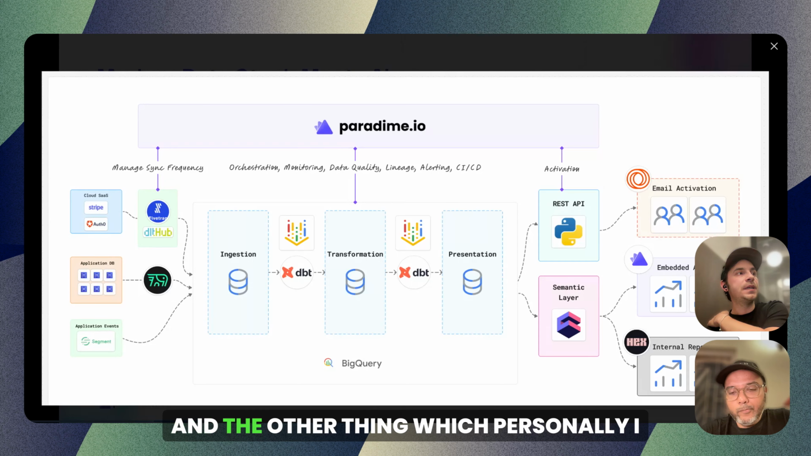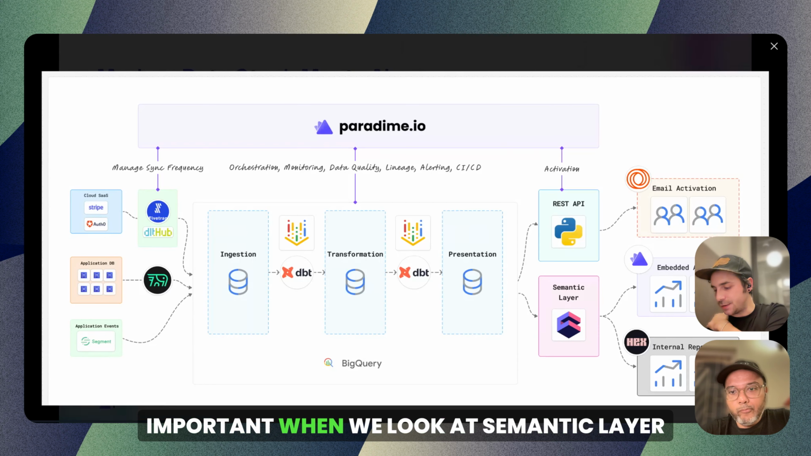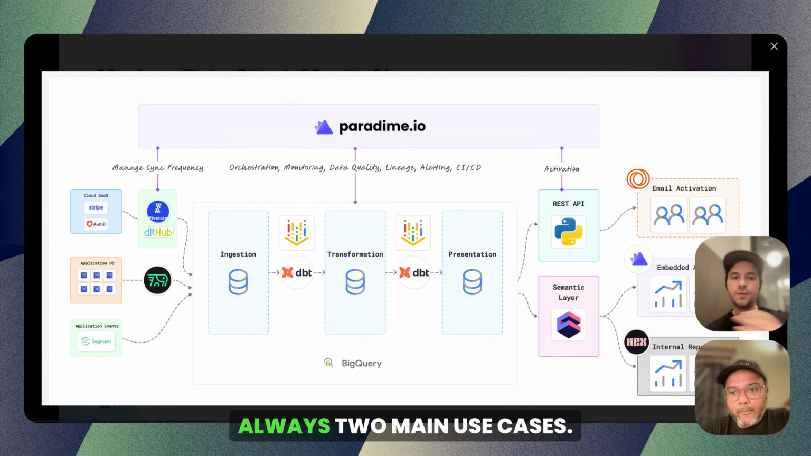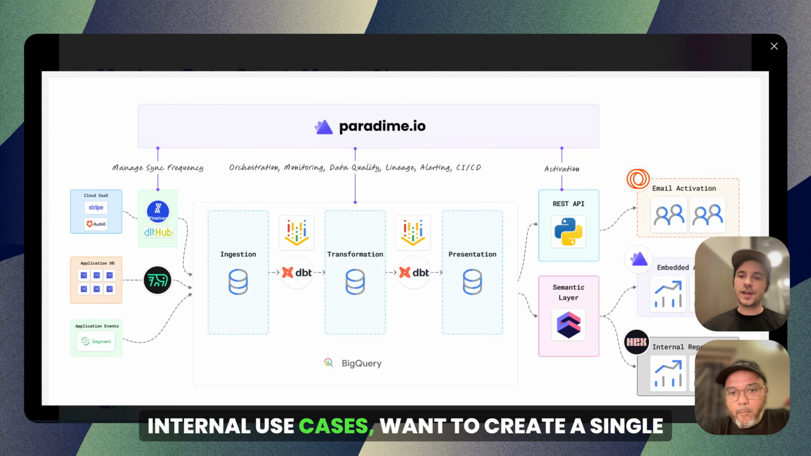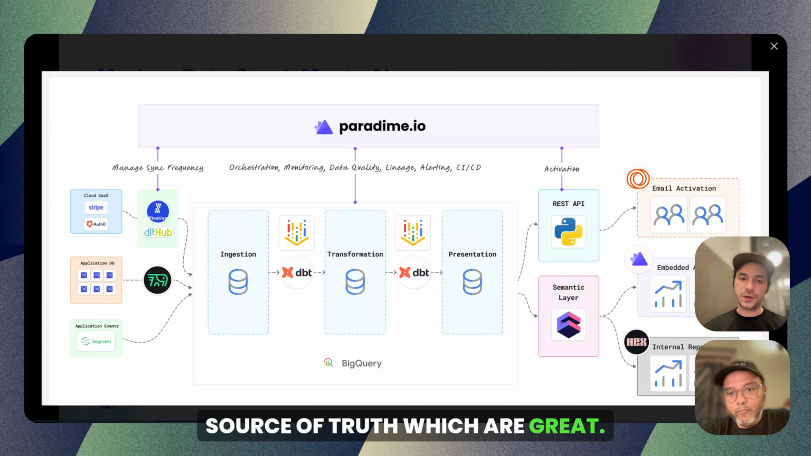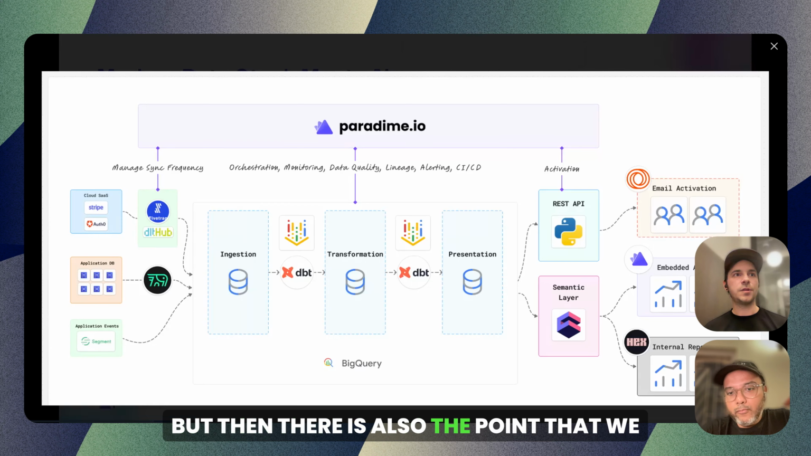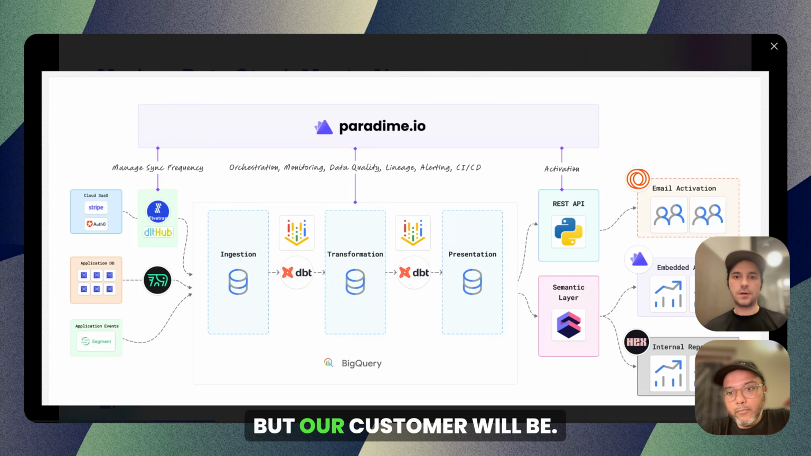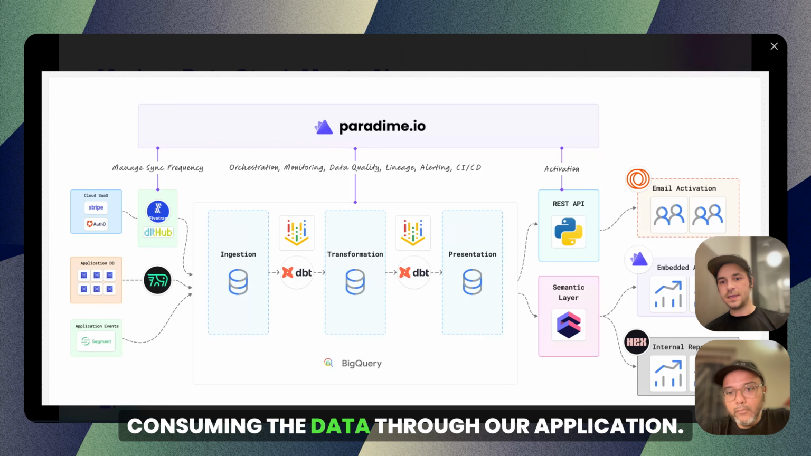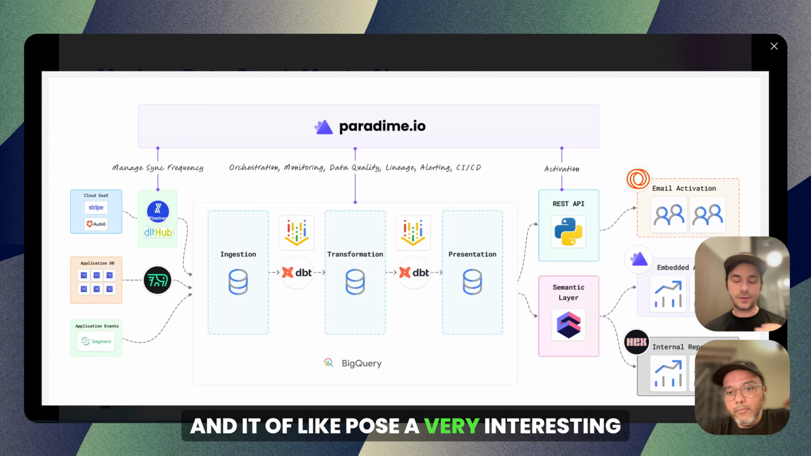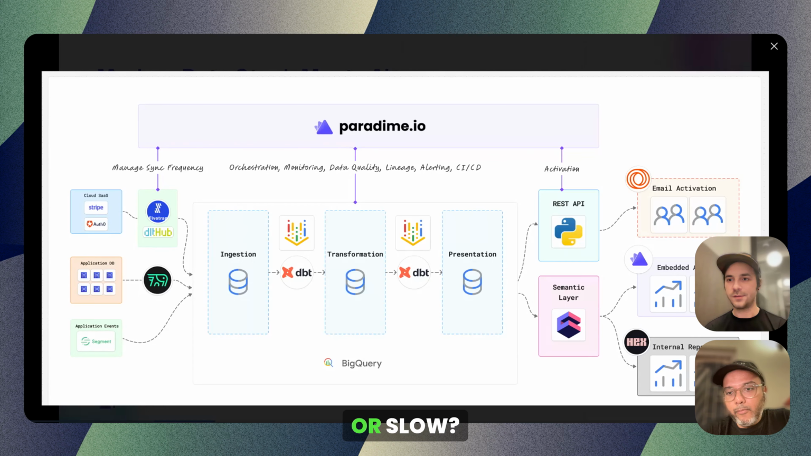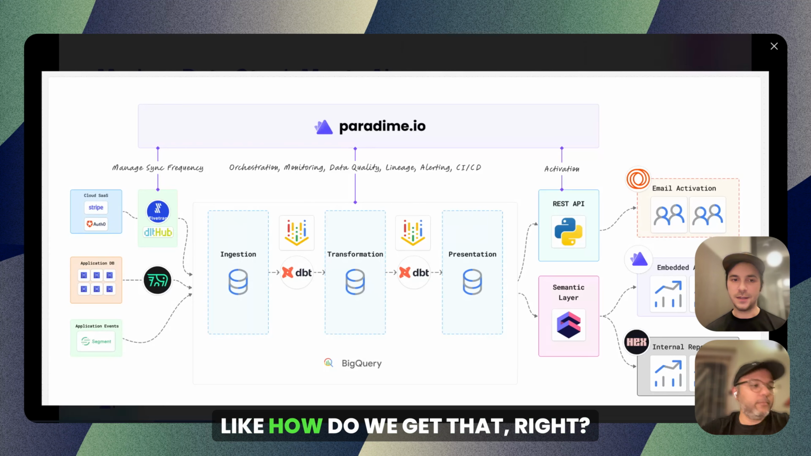And the other thing, which personally I think is extremely important when we look at a semantic layer and metrics and so on, is that there are always two main use cases. Internal use cases, where we want to create a single source of truth, which are great. But then there is also the point that we at Paradime will not be the main consumer, but our customers will be consuming the data through our application. And it poses a very interesting challenge, right? Which is, how do we know if a query is fast or slow? Are we caching the right thing? How do we get that, right?